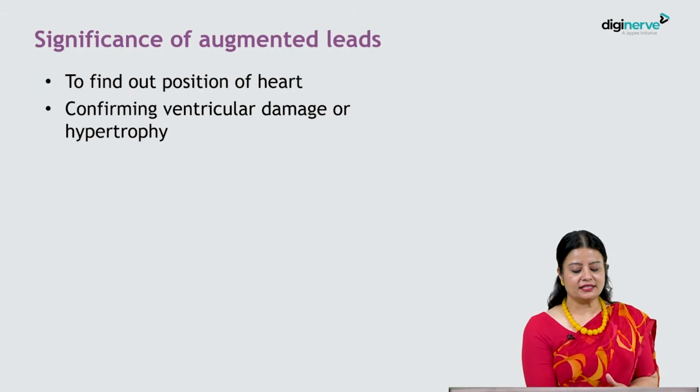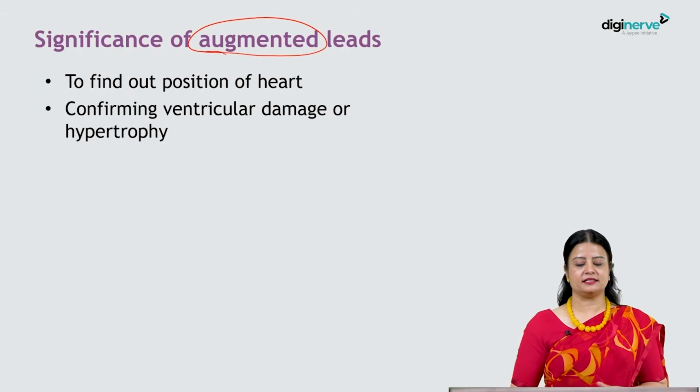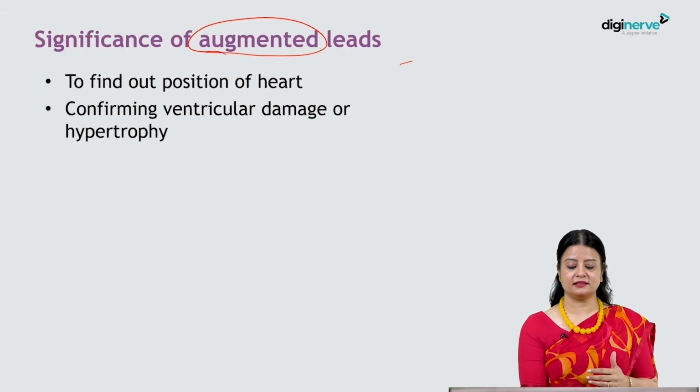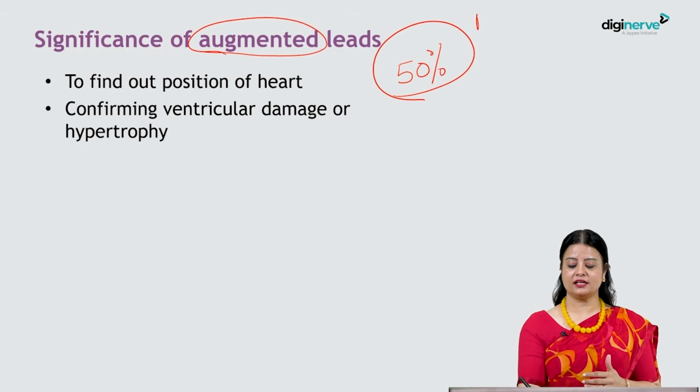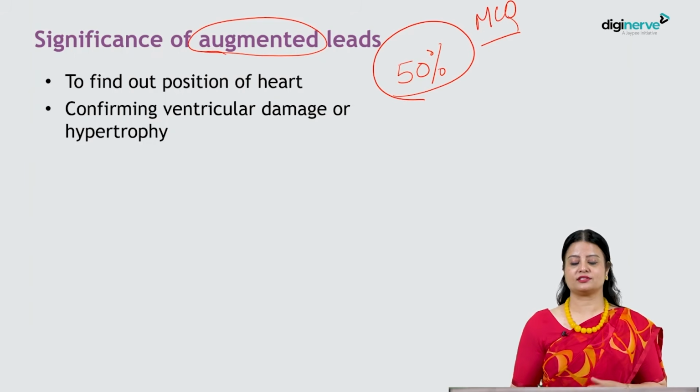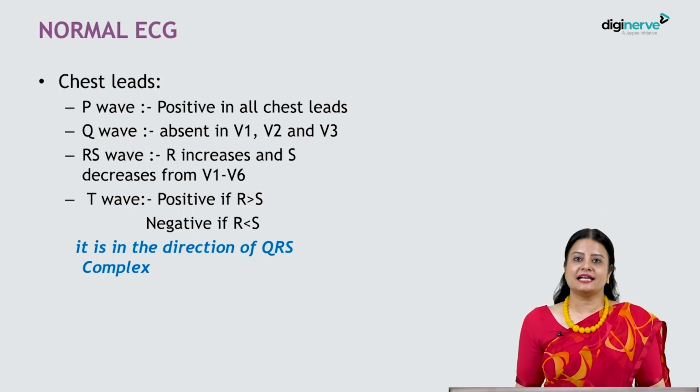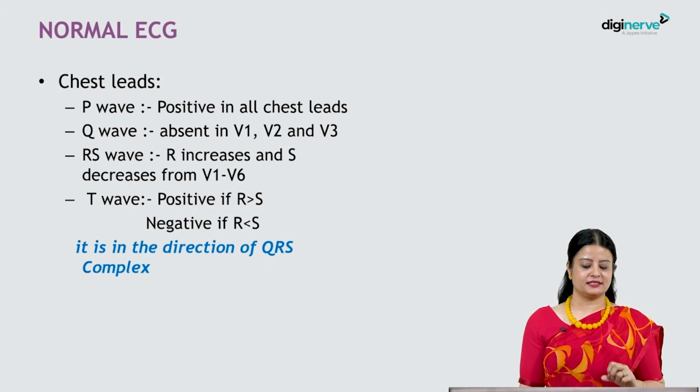Why do we call these leads as augmented leads? They are called as augmented leads because they augment the signal by 50%. So this may be even asked in your MCQs, that they augment the signal by 50%. So now let's see what happens in the chest leads.